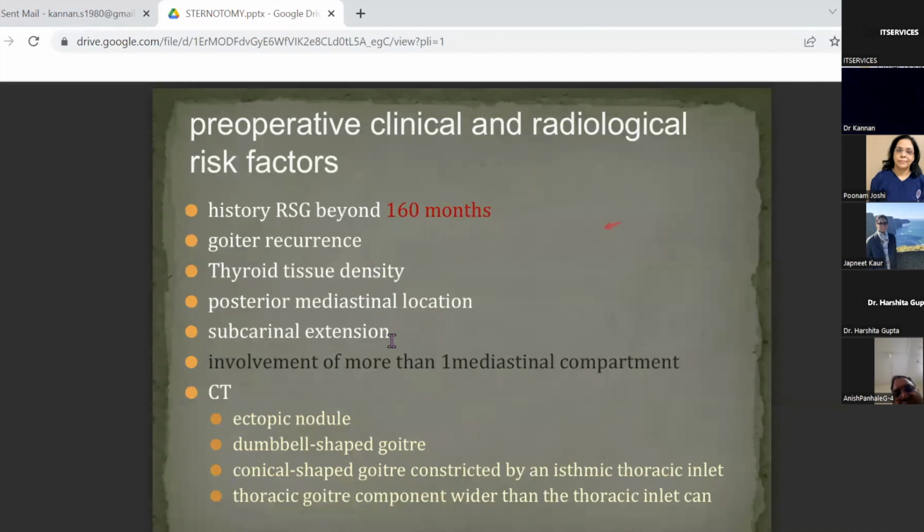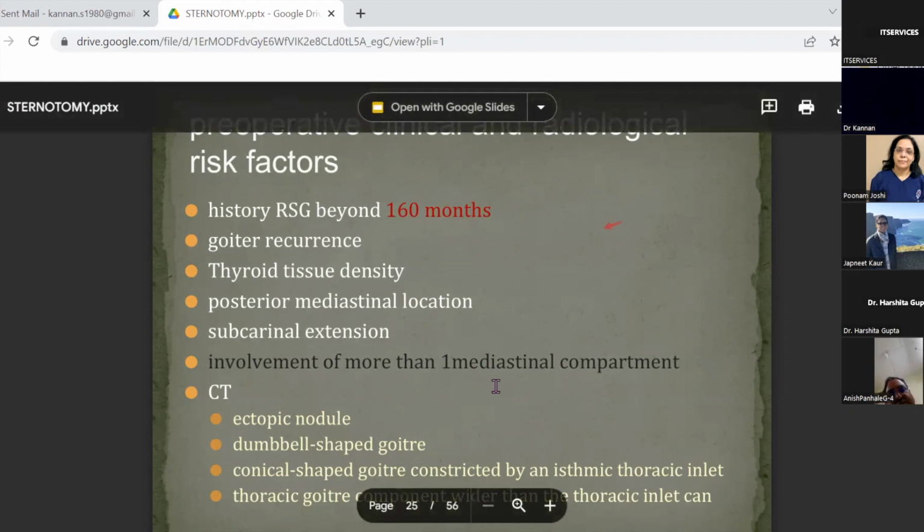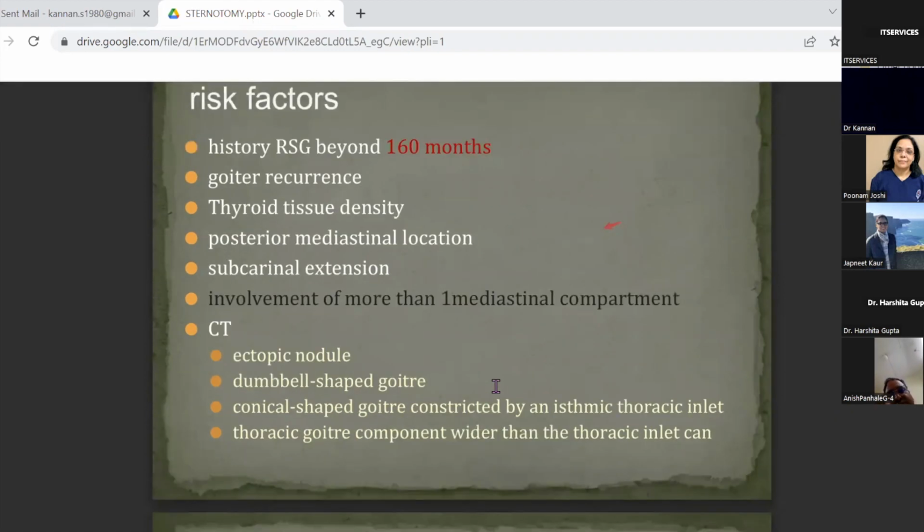If there is gross subcarinal extension, and if there is involvement of more than one compartment in the mediastinum, then it becomes difficult to handle from the neck. So when you read a CT scan, look for an ectopic nodule, a dumbbell-shaped goiter, and a conical goiter with the tip pointing into the thoracic inlet and the conical part down in the thorax. Then it becomes difficult to remove it from the neck.